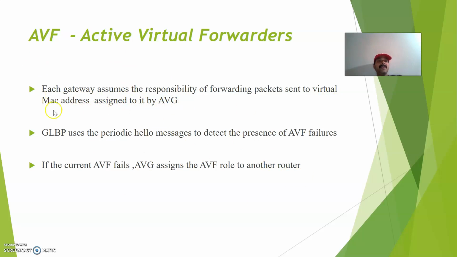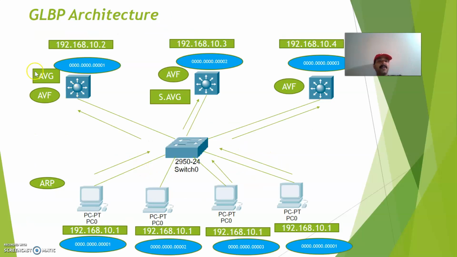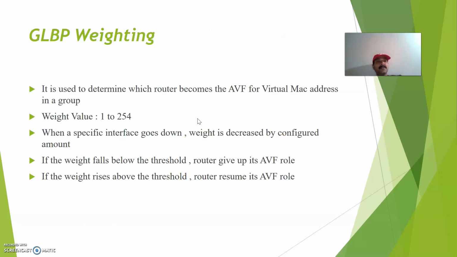So how is AVF failure detected? By exchanging hello messages, similar to AVG. Whenever the primary AVF goes down, the secondary AVF will take over the active role. That role is assigned by AVG, right? So whenever the primary AVF goes down, the AVG can assign the AVF role to another router, and the secondary router can take over the AVF role. I hope you understood. Now let us see what GLBP weighting is.